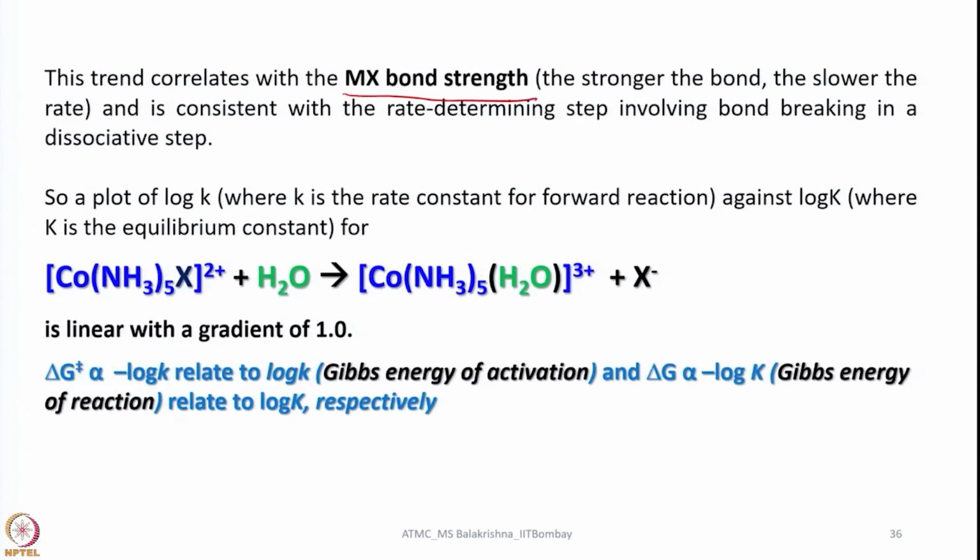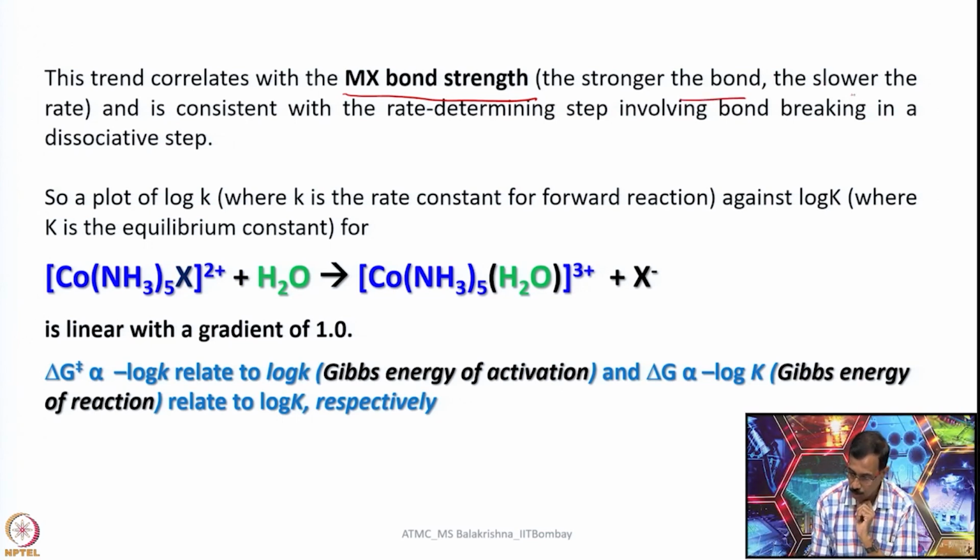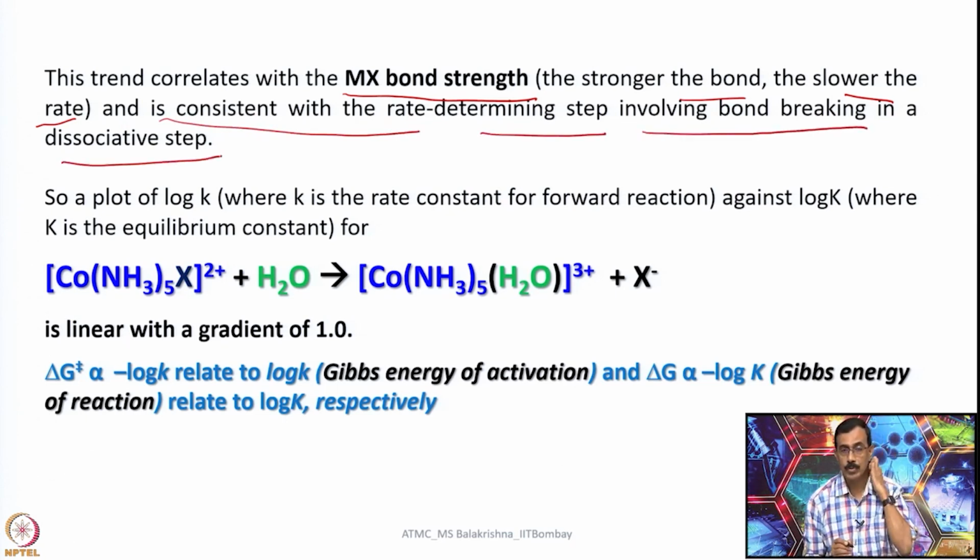You should remember that how stable a complex is depends on the bond strength of that particular bond. The stronger the bond, the slower the rate. If it is the leaving group, the stronger the bond, the slower the rate, because it takes a little more time to detach the leaving group from the metal coordination sphere. This is consistent with the rate determining step involving bond breaking in a dissociative step. Bond breaking is very important in a dissociative step, whereas bond making with the entering ligand is what matters in an associative mechanism.